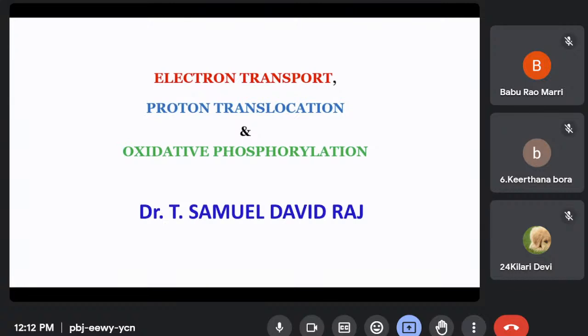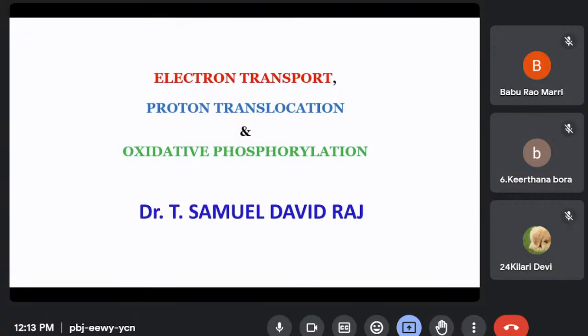FMN and 6 to 7 iron sulfur clusters. Very good. Excellent. Next, what is complex 2? Succinate coenzyme Q reductase. Okay.